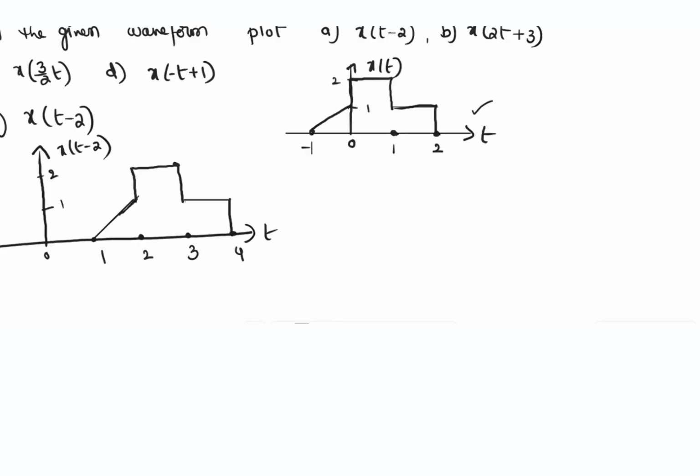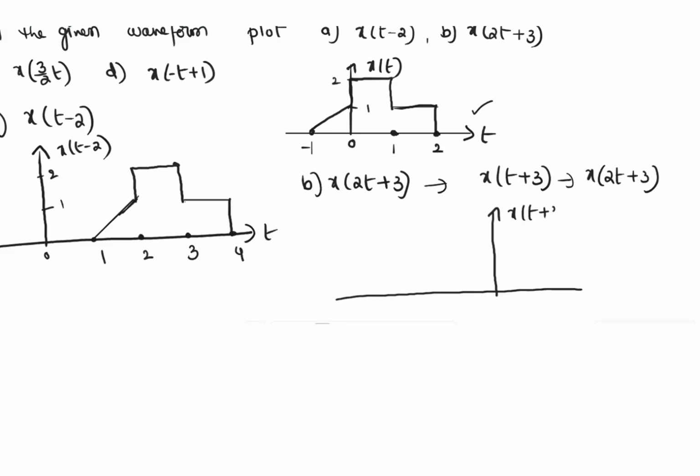Now we will plot x of 2t plus 3. For that what you have to do? First x of t plus 3 డ్రా చేయాలి. Then దాన్ని స్కేల్ చేయాలి. స్కేల్ చేస్తే మీకు x of 2t plus 3 వస్తుంది. స్కేలింగ్ బై ఫ్యాక్టర్ 2 చేస్తే. సో ఫస్ట్ డ్రా చేస్తున్నాను. సో t plus 3 అంటే minus 3 కి చేయాలి మనం.